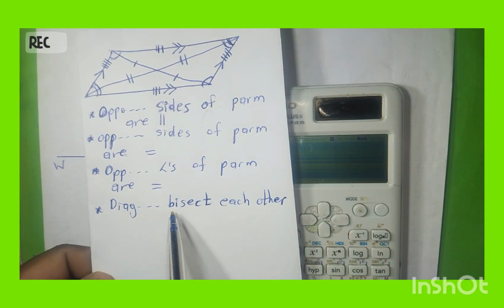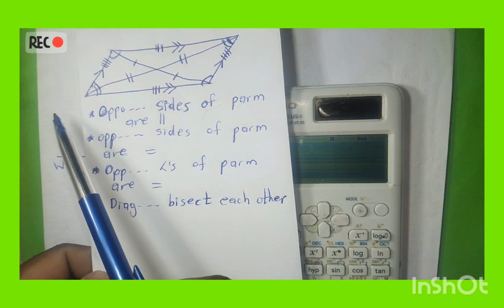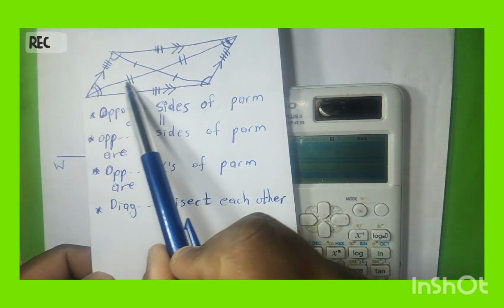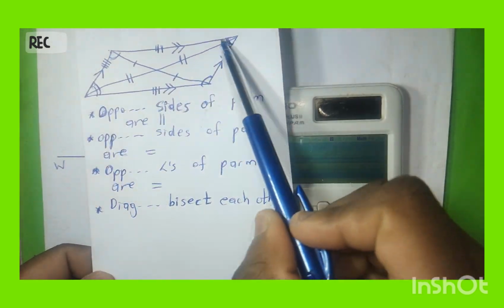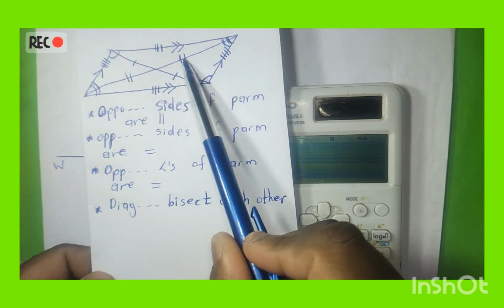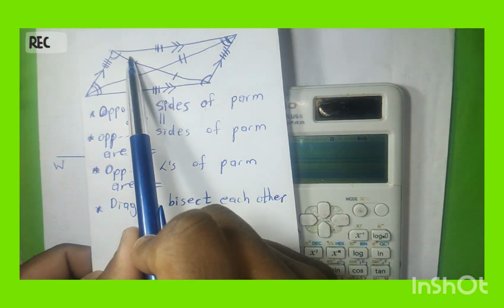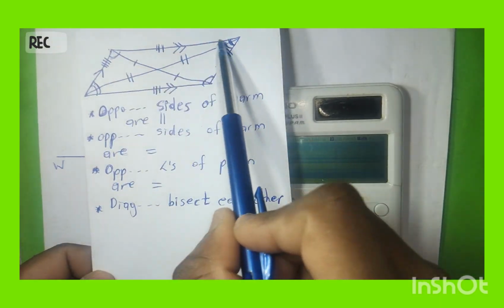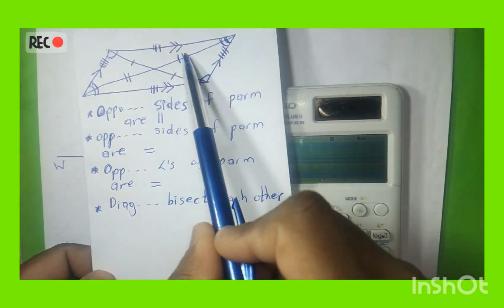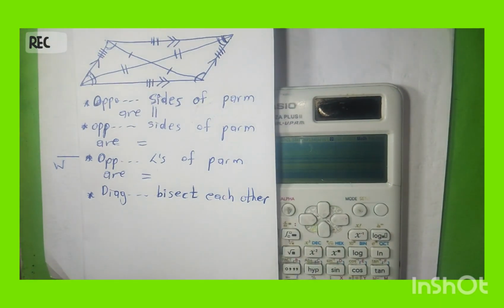And diagonals bisect each other. These are the diagonal lines, guys. They bisect each other, meaning that they divide each other into two equal parts. This is equal to that, and this is equal to that. So please, guys, know these reasons. You can even take a screenshot.